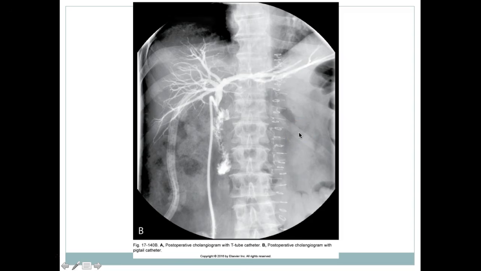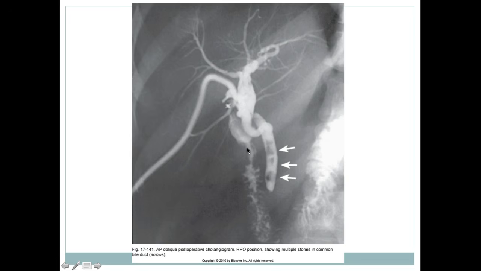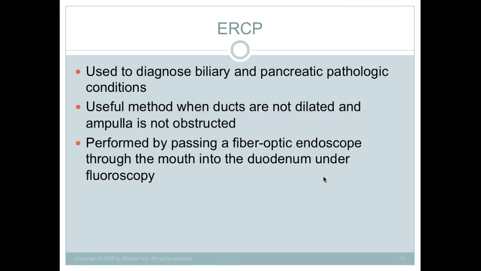And here's another image of a T-tube cholangiogram. And you can see here, these are residual stones, so we need to make sure that those aren't air bubbles. So we'll move the patient around typically to see. Those do look like stones though.